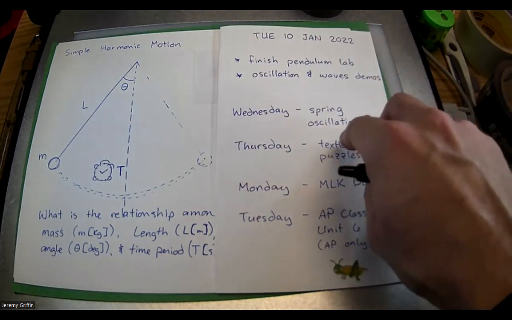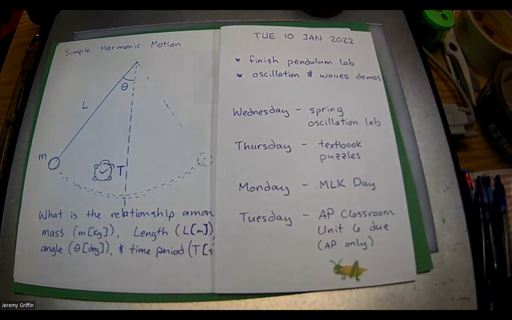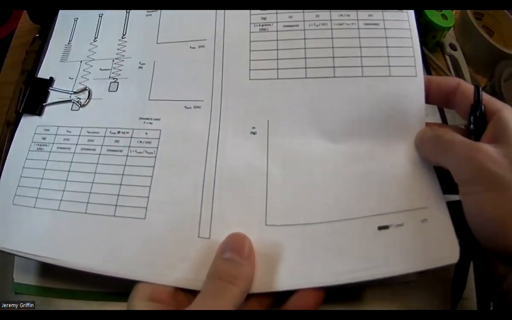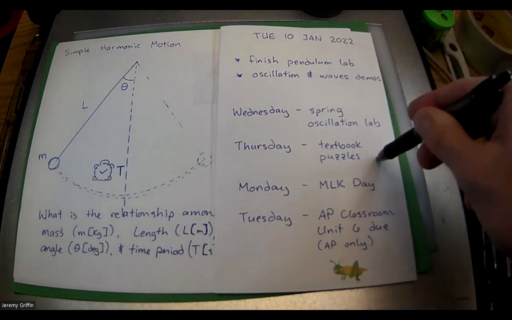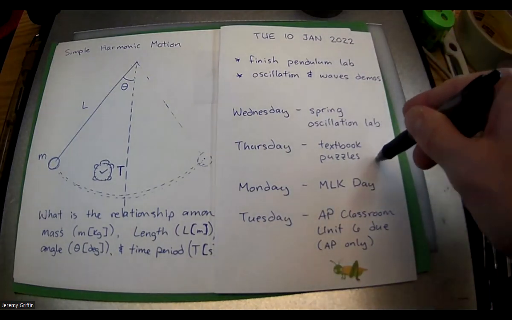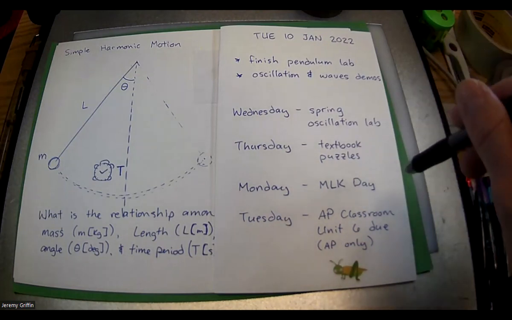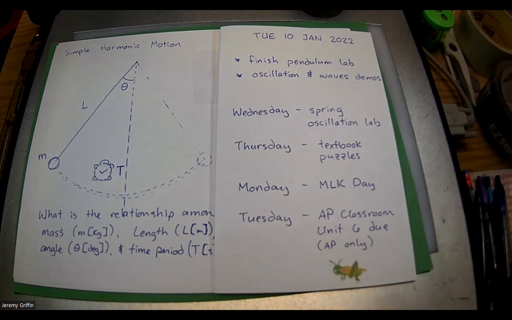Here's what I've got planned for the next few days. I want to do a spring oscillation with you guys, which is on the same paper that you already have in front of you. Here's your pendulum lab. On the opposite side is a spring oscillation. I want to try to do that tomorrow, and then do some textbook puzzles with you guys on Thursday. Let's see where we are by then. First of all, Friday to work with. Monday is MLK Day. How about by Tuesday?